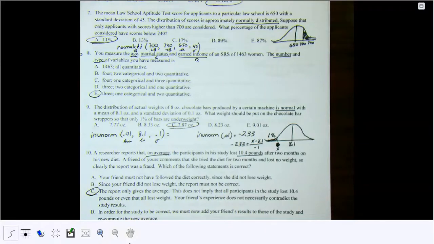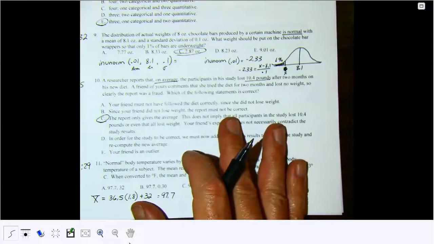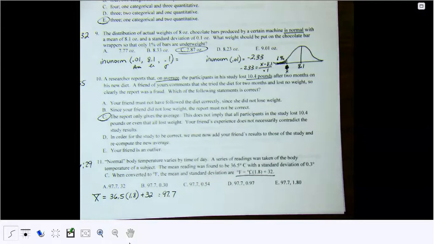In reality, we didn't have to do that at all because 97.7 is the first answer for each of those, so that was completely irrelevant. We did not have to do that.